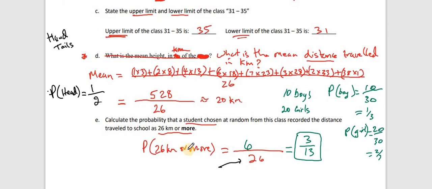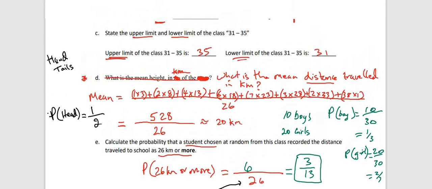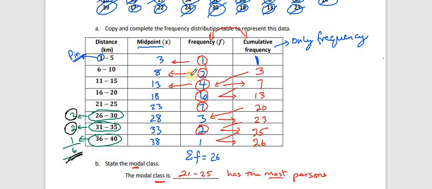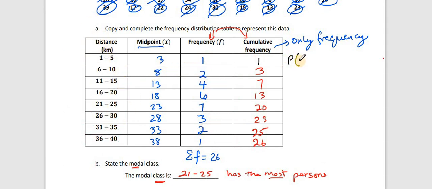And then for the probability, that one is easy. Look at the total persons or total whatever amount they have. Alright? And look at what they're talking about and find how many you have in the frequency column belonging to that range. Right? Probability of a student traveling 10 kilometers or less. So where do you look for 10 kilometers or less?